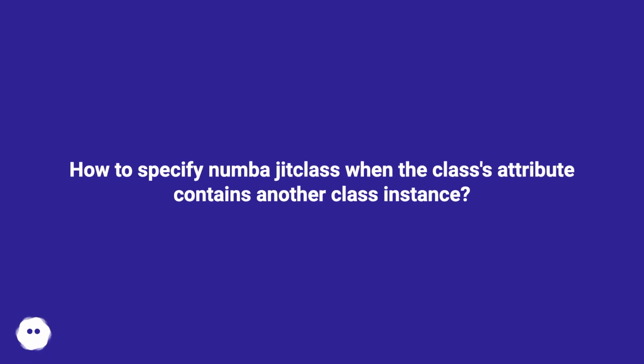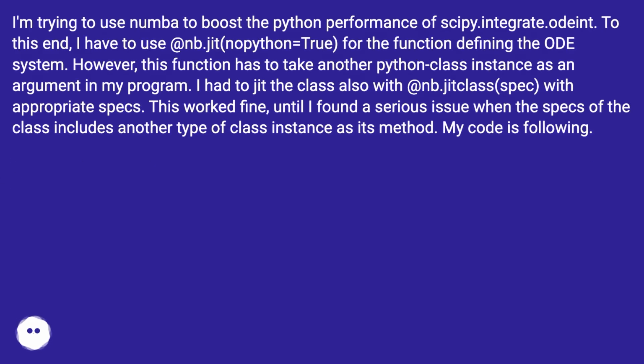How to specify number Jitclass when the class's attribute contains another class instance. I'm trying to use Numba to boost the Python performance of scipy.integrate.odeint. To this end, I have to use nb.jit, nopython equals true, for the function defining the ODE system. However, this function has to take another Python class instance as an argument in my program.